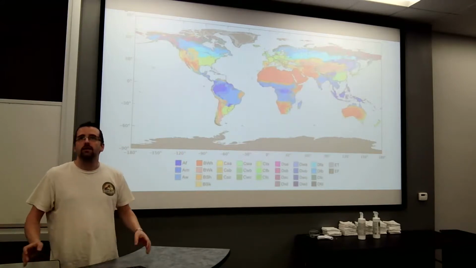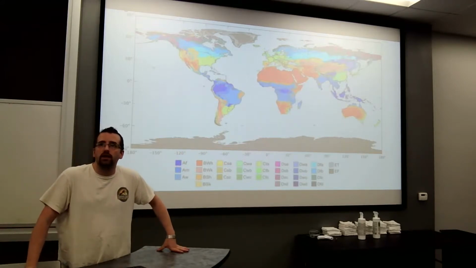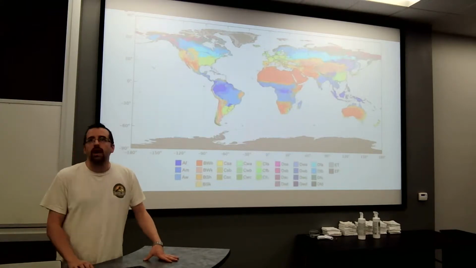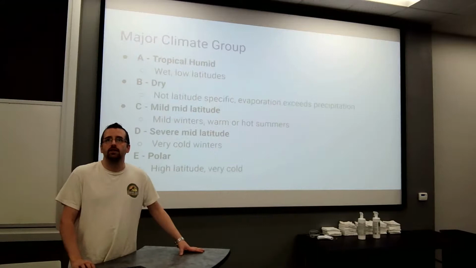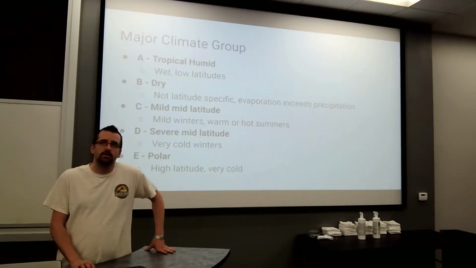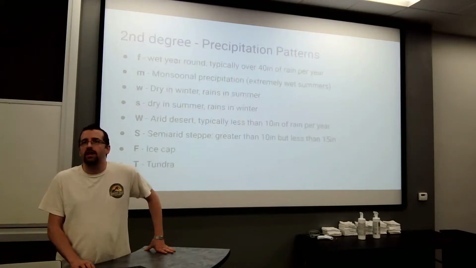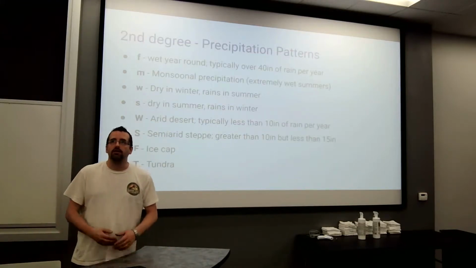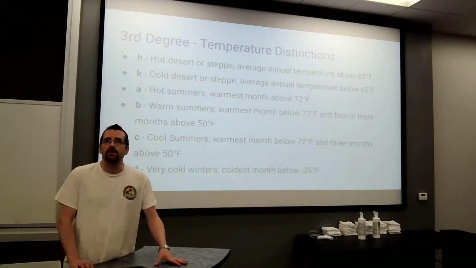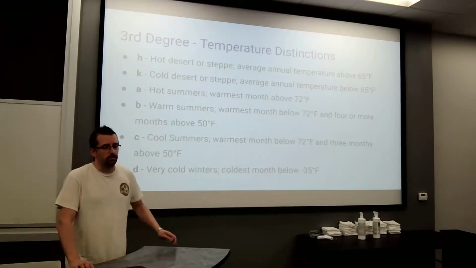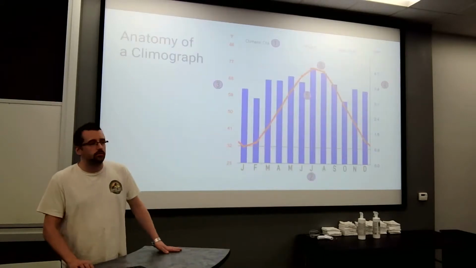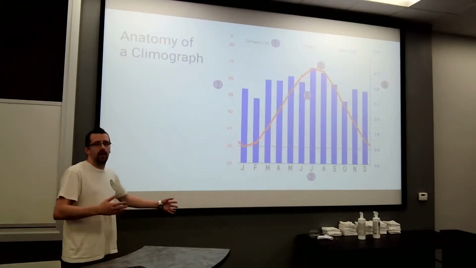And as you can see, typically the part of the United States that we are in is CFA. So let's go back and look at that. So C is mild mid-latitudes, that's mild winters and warmer hot summers. And then lowercase f, so wet year-round, typically over 40 inches of rain per year. And then A is hot summers with the warmest month above 72 degrees.